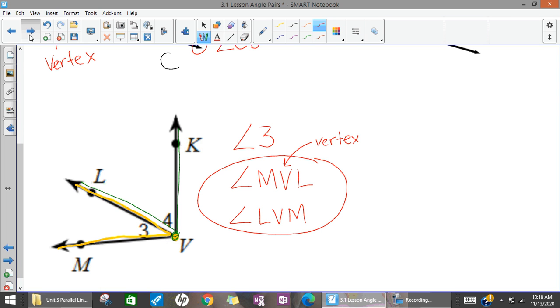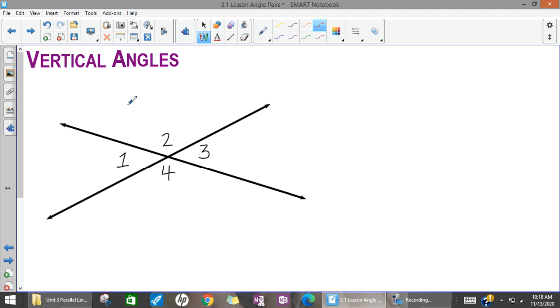Okay, so now that we know how to name angles, let's talk about relationships between pairs of angles. Again, a pair of angles is two angles. The first type of angle relationship we get is called vertical angles. Those are angles that are formed by lines intersecting like this, and they're the angles that are across from each other. So in this case, angle 1 and angle 3 are vertical angles. And what that means is that they're the same size. So we can say the measure of angle 1, that's how we write that, is equal to the measure of angle 3.